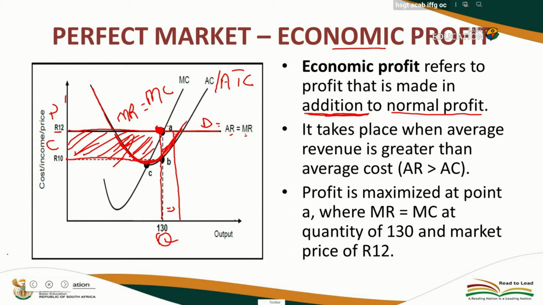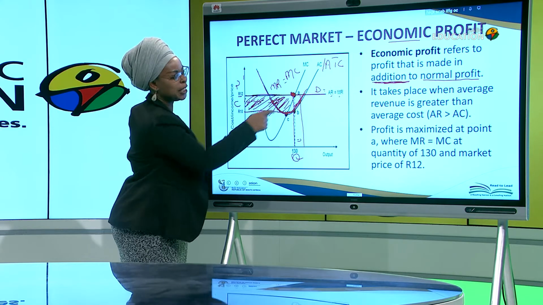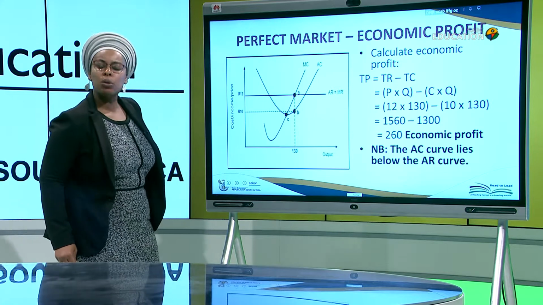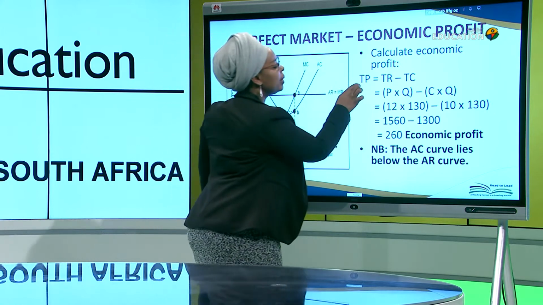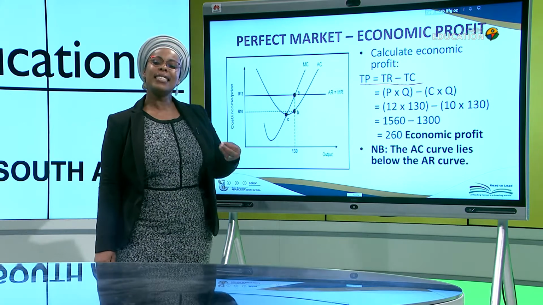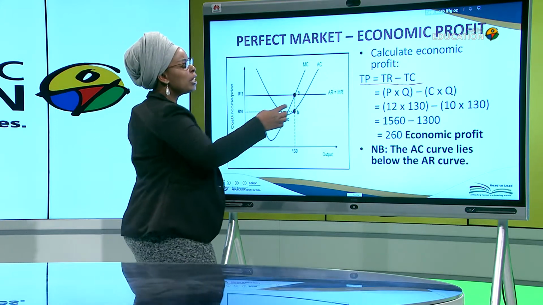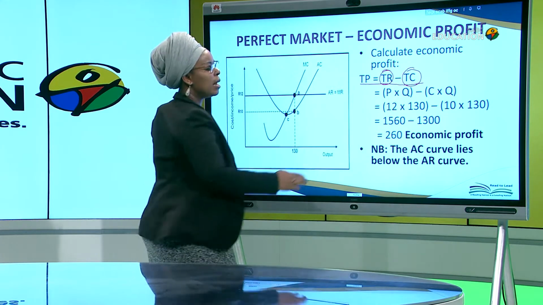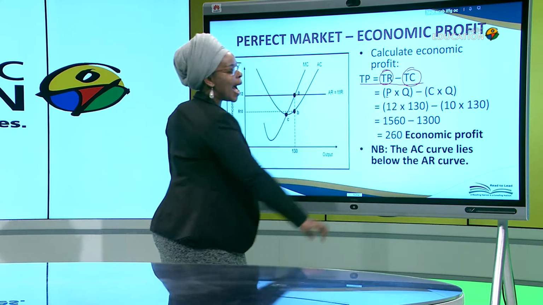So I want us to calculate how much this profit is. I don't want us just to shade this area. I want us to calculate. When we calculate the amount of profit that is earned, you will need to know this formula by heart. Total profit is equal to total revenue minus total cost. But still, you need to know how to calculate total revenue and how to calculate total cost. To calculate total revenue, you will say price multiplied by quantity.